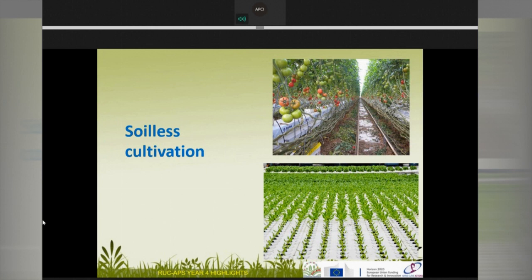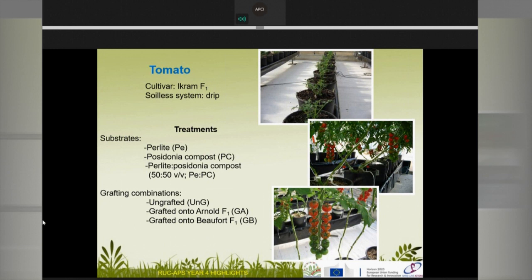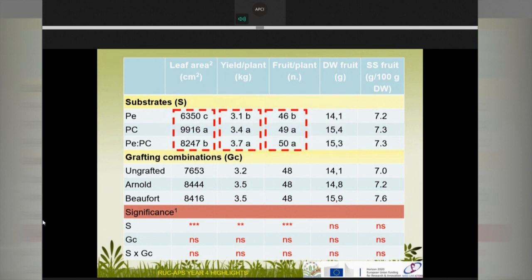In this experimental trial, tomato plants were grown in a soilless system, on three substrates compared with the grafting combination. The results showed that plants cultivated on Posidonia compost alone or in mixture with perlite show higher leaf area, yield, and number of fruits per plant than the control on perlite used alone.